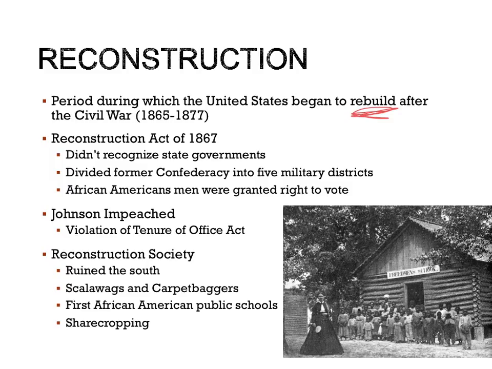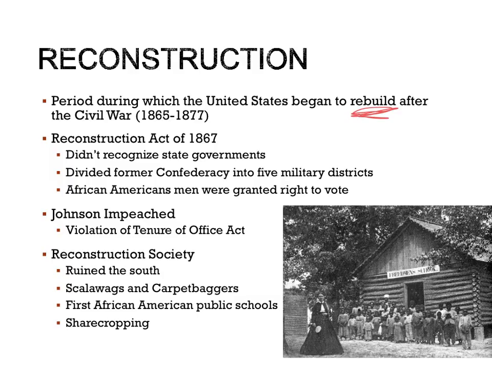They did not recognize those state governments, so the federal government stepped in and ran those governments. And it divided the former Confederacy into 5 military districts. So the South essentially became an area ruled by the military. One of the things that did happen was that African American men, no, not women, but African American men were granted the right to vote in this Reconstruction Society. And because the South was divided into military districts and the federal troops were in the South, the African Americans did get to vote during this Reconstruction period.